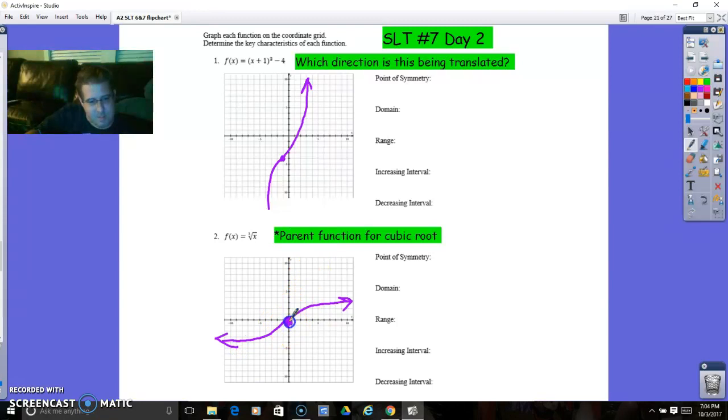Point of symmetry means the middle point. Domain just means how far left and right, range just means how far up and down. Increasing interval will be all real numbers because it's increasing the entire time, and it's never decreasing.